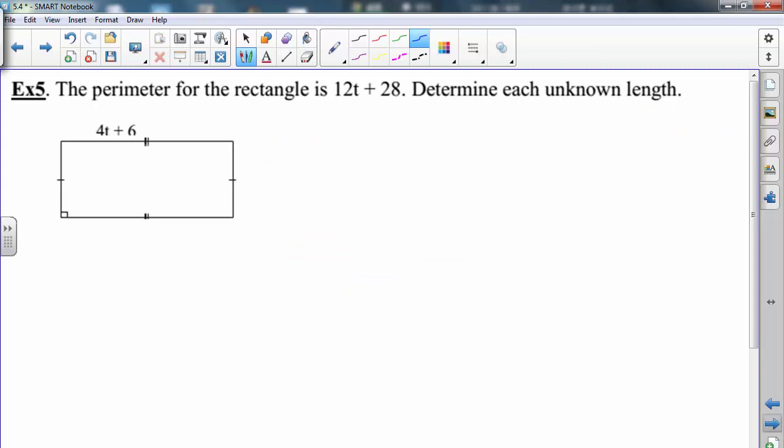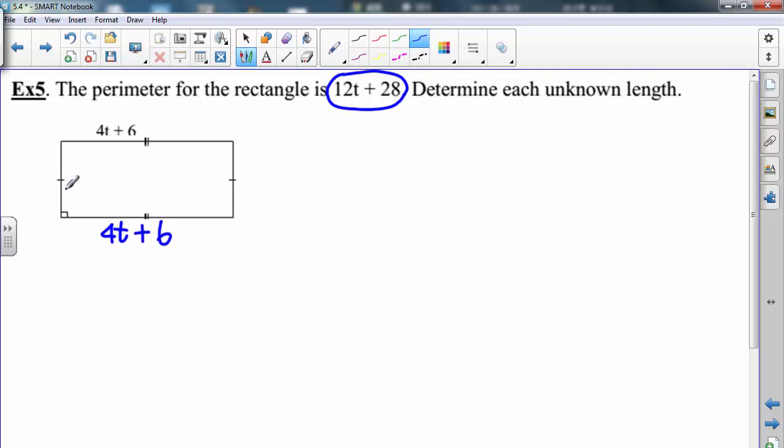Let's look at the last example. It's a problem-solving question. The perimeter for the rectangle is 12t plus 28. Determine each unknown length. So in 5.3, we added all sides up in order to find the perimeter of the rectangle. So this time we know the perimeter. That means if you add all 4 sides up, the result is this one. We know this side is the same as this side, so this one is also 4t plus 6.